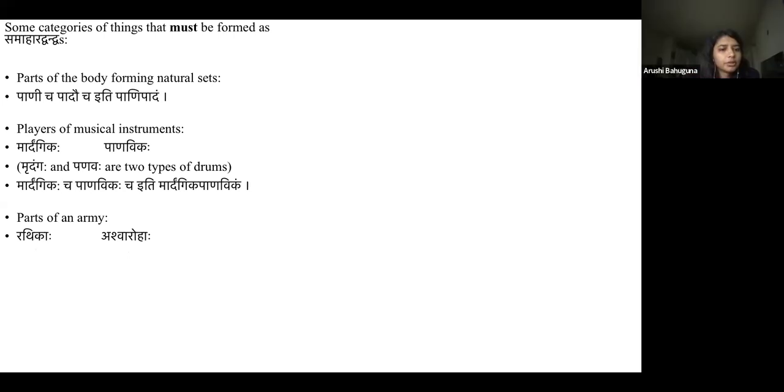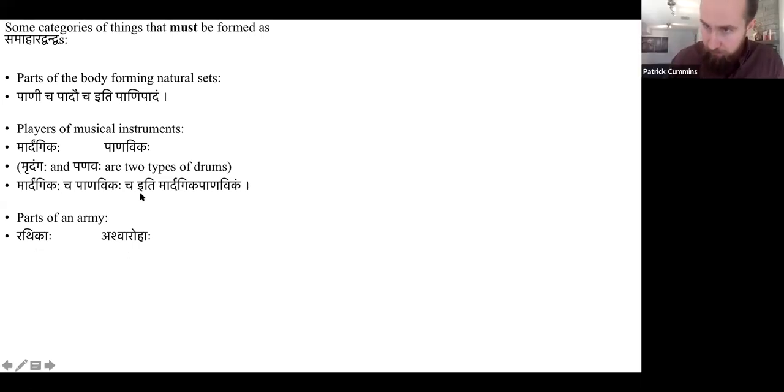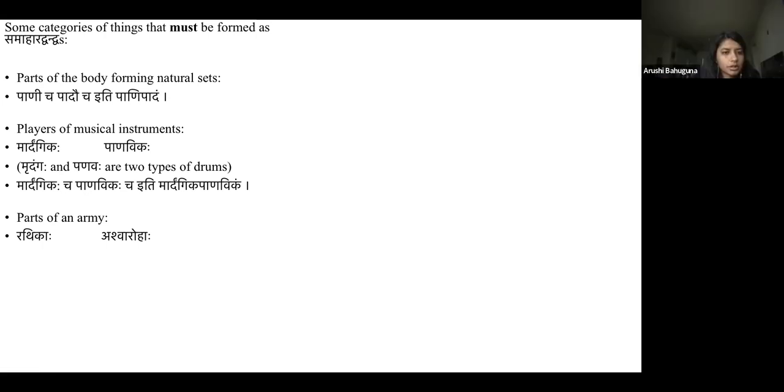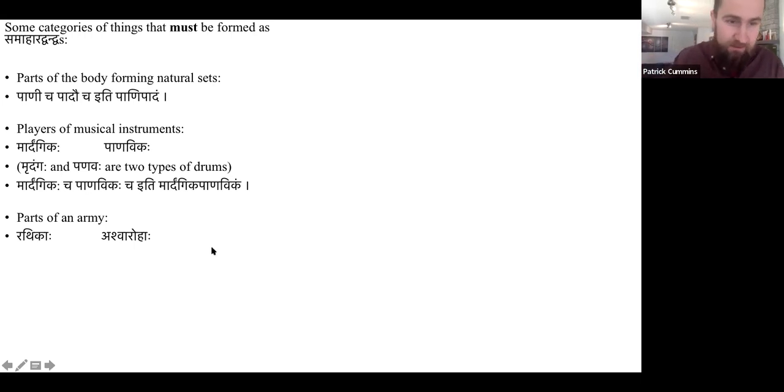Yeah. Would it be rathika ashvaroha? Exactly. The outcome of it would be rathikashvarohaam. That's right. But could you put it all together, just repeating this same formula? Rathikas cha ashvarohas cha iti rathikashvarohaam. Exactly. Very good. Exactly right. One can do or not do the sandhi. For these purposes, it doesn't make a difference.